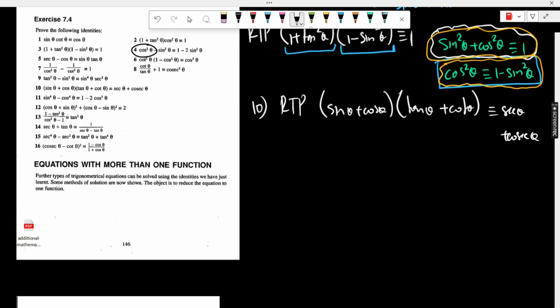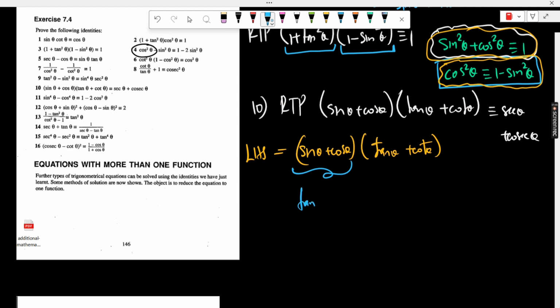Now, let's look at the left-hand side. Again, the left-hand side is, as is often the case, the more complicated of the two sides. So I'll start with the left-hand side. My LHS is equal to sine theta plus cos theta times tan theta plus cot theta. Clearly, the first bracket can't be simplified any further, so we have to simplify this second bracket. Let me just write out the term.